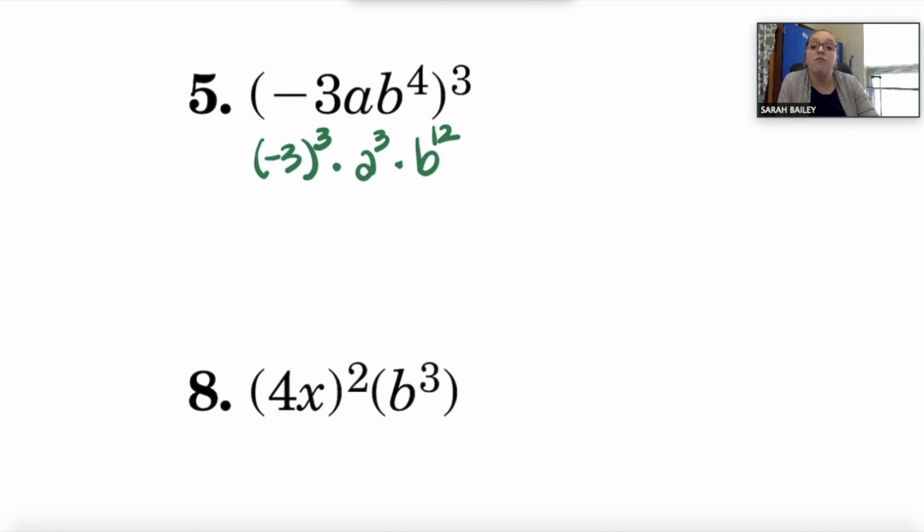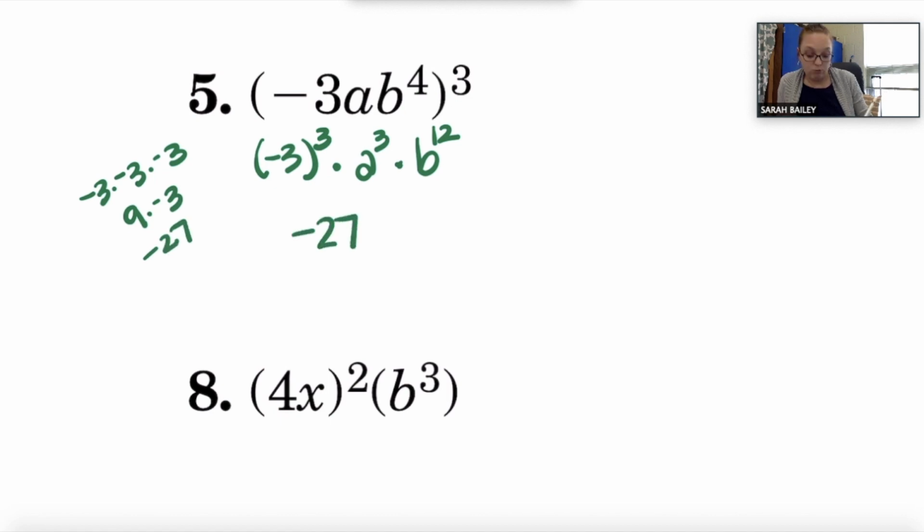Now when I do -3 to the 3rd power, let me back up. Since you're now dealing with variables here, we're not going to leave this as -3 in parentheses cubed. We're actually going to figure out the value of that. Remember that means -3 times -3 times -3. So that's 9 times -3, which is -27. So I end up with -27 A cubed B to the 12th power. Okay, so that's number 5.